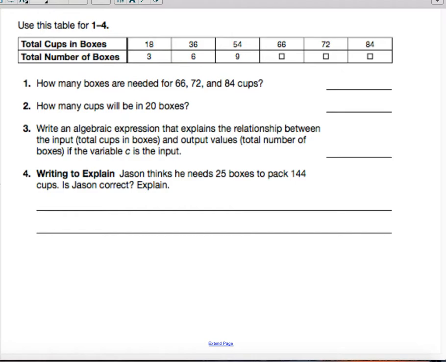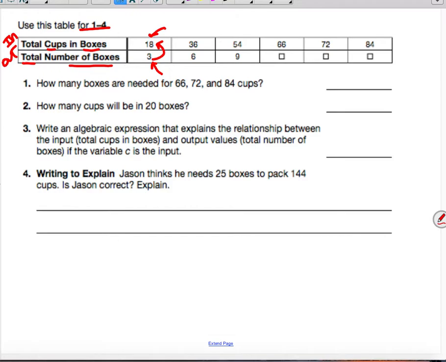All right, let's look at numbers 1 through 4. Use this table for 1 through 4. In this table, we have an input row and an output row. The input row is the total number of cups per box, and the output row is the total number of boxes. So this number represents the total cups that are going into boxes, and this number represents how many boxes are needed for that many cups.